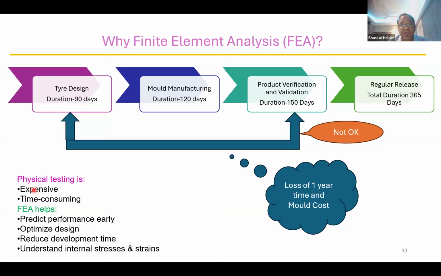FEA predicts the performance very early, because before the mold ordering I can say that these tires will come with this much dimension. Performance like footprints, which would come at a later stage, we can predict early. I can optimize my design and do DOEs as per my requirement. I can change the angles, increase the diameters, increase the aspect ratio. So there is a lot of flexibility in FEA, and it reduces the development time and helps us understand internal stresses and strain. These are the advantages of FEA.